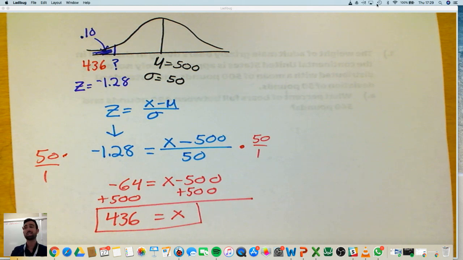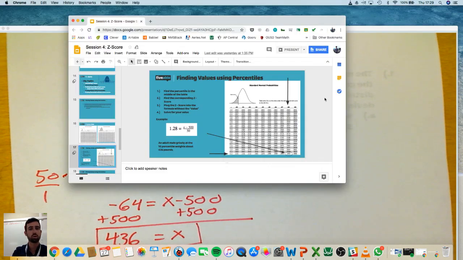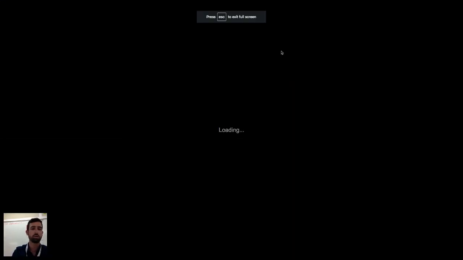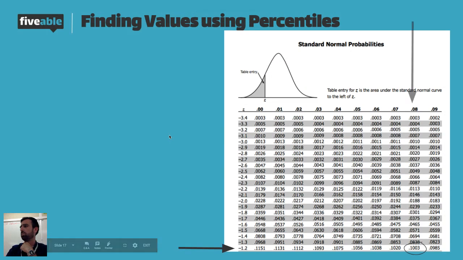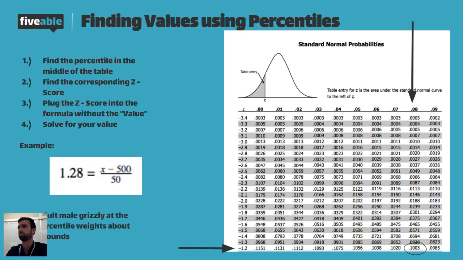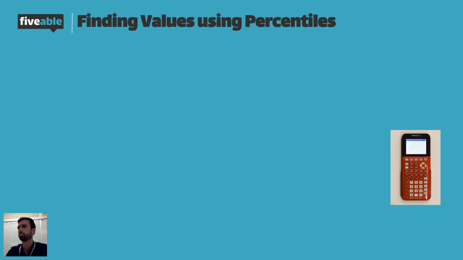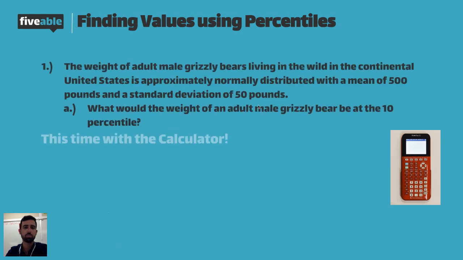Just like our last problem, though, you don't need to have your z-table to get it done. You can actually use the calculator, and I'll show you how to do that. Let's click through this. Again, this is how we find it using our table. Here's how we do it using our calculator. Here's our problem.